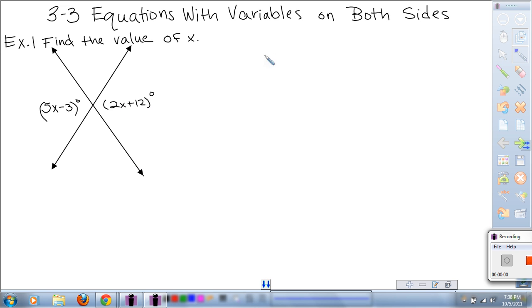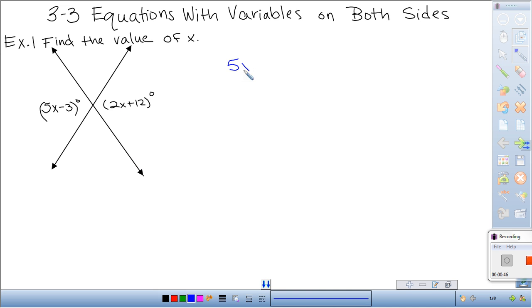So I'm going to take them and set them equal. So I have 5x minus 3 equals 2x plus 12. And now we just need to solve like we've been solving all throughout Chapter 3.